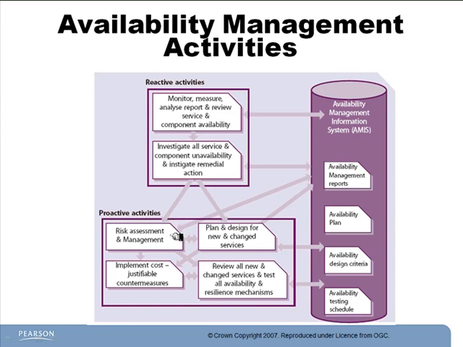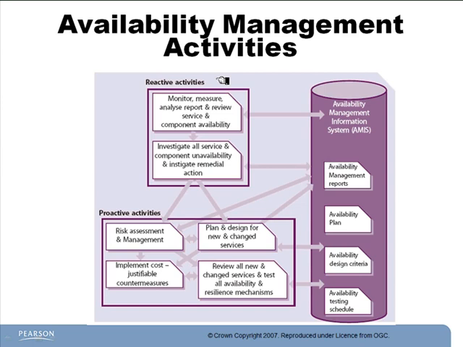You'll see that the availability management process assesses services for risk and then manages the risk by implementing cost-justifiable countermeasures if it's necessary. Availability management also plans and designs for new and changed services, and then it also reviews all new and changed services, and they test all availability and resilience or failover mechanisms. These are all proactive activities, things that happen on the drawing board, or before a service goes live, or before a change to an existing service gets implemented.